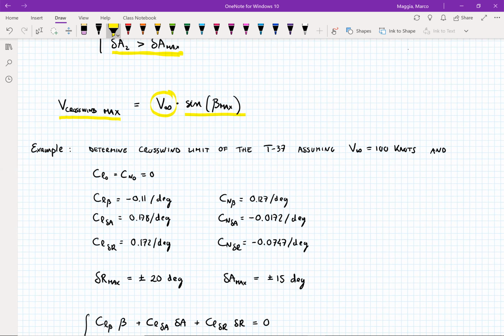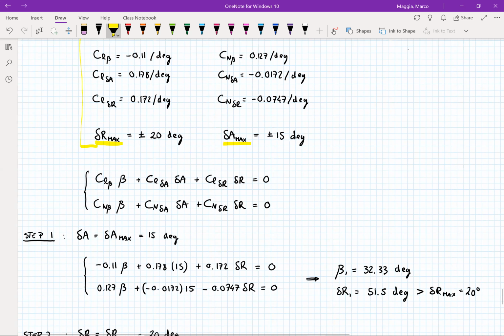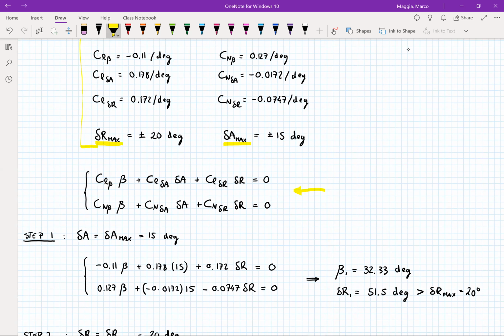We have a relative wind of 100 knots, and this is for the T-37 aircraft. We want to determine the crosswind limit, or the maximum crosswind velocity, given these coefficients, and given the fact that we have a maximum deflection of the rudder of plus or minus 20 degrees, and the maximum deflection for the ailerons of plus or minus 15 degrees. So here we're setting up the trim conditions.